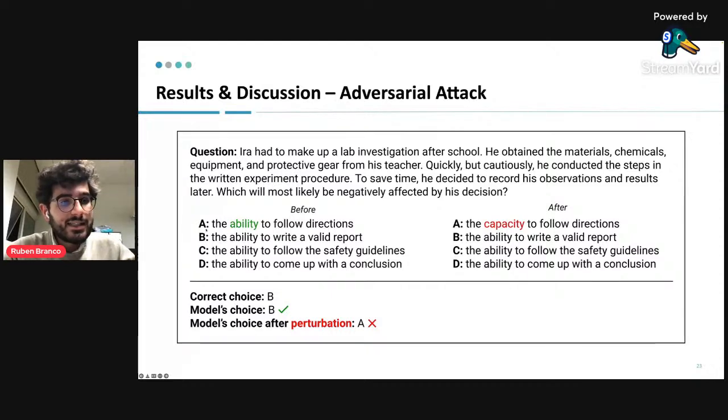In choice A, the word ability was changed to capacity. Before, the model predicted B as the correct choice, which is right. And by changing just this word from ability to capacity, all of a sudden the model says that A is the correct answer. The semantics do not change. It should not have done that, yet it does.